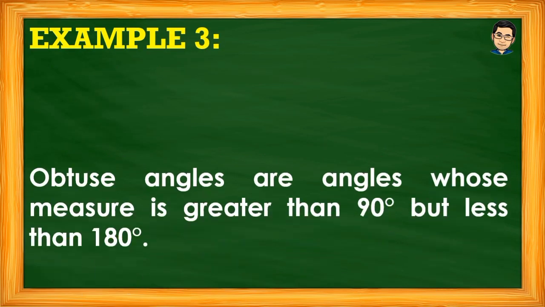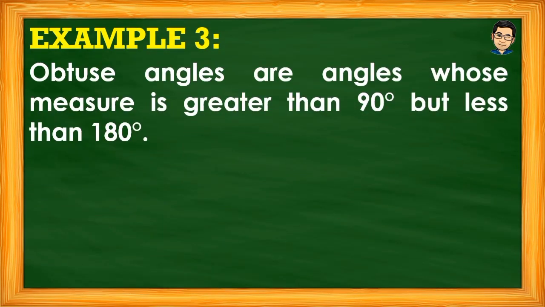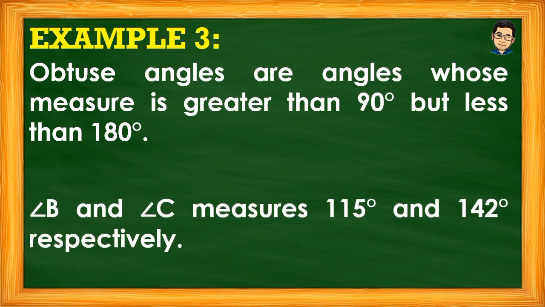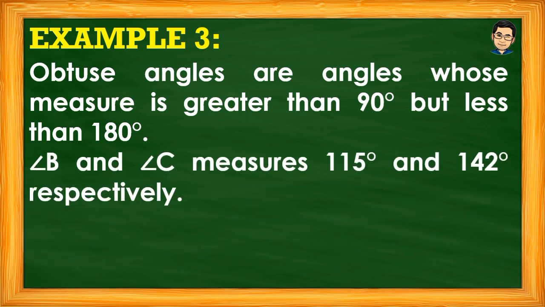Next example, obtuse angles are angles whose measure is greater than 90 degrees but less than 180 degrees. So, meron tayong mga types of angles, di ba? Acute angles, right angles, obtuse angles, straight angle, tsaka reflex angles. So, yung second statement natin, angle B and angle C measures 115 degrees and 142 degrees respectively.